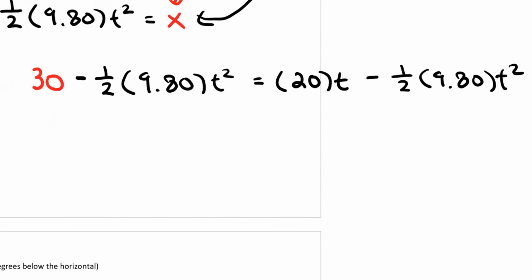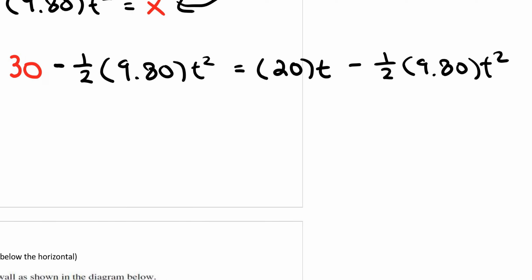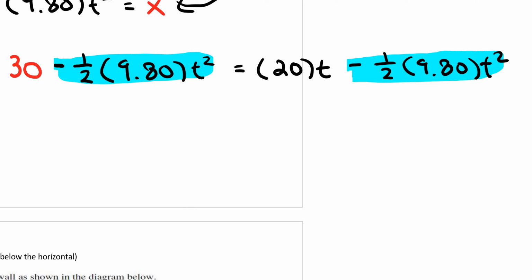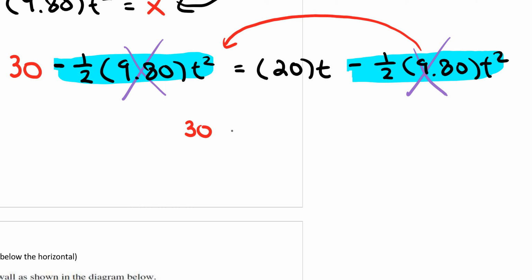Okay, so let's take a look at this expression right here and see what we can do. One thing I noticed right away is this whole expression in blue is negative. And if I look at this expression over here, it's also negative. If I bring this blue expression over to the left-hand side, it turns out that these two terms just cancel each other out. So now we're left with 30 on the left-hand side and 20t on the right-hand side. And if I solve for time here, it's simply going to be 30 divided by 20, and that's going to be approximately 1.5 seconds equals my time.